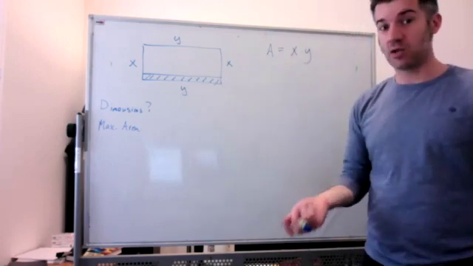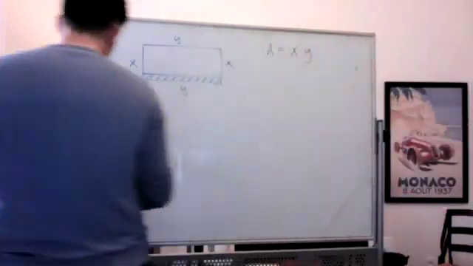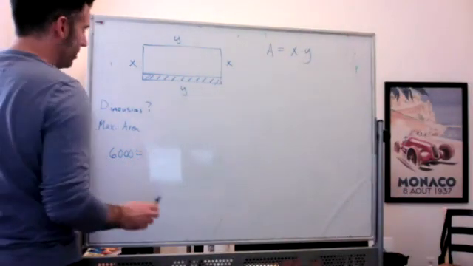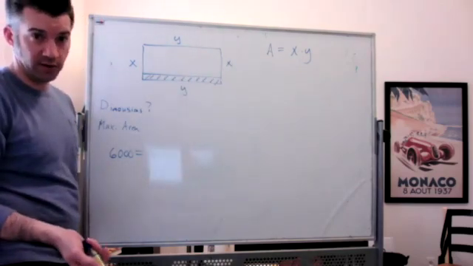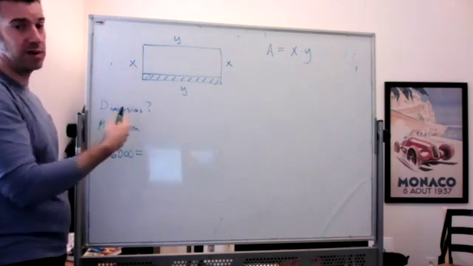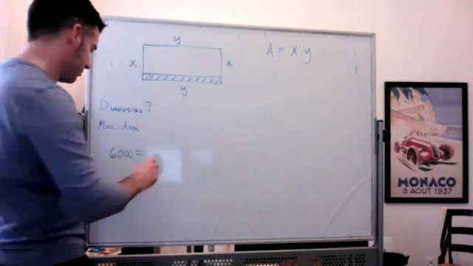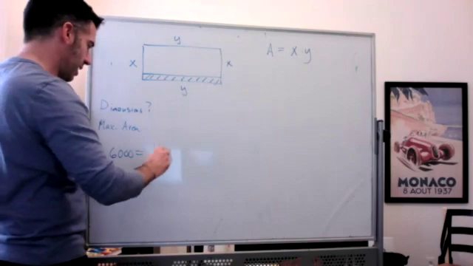But then I need a constraint, and the constraint is my budget. So my budget is $6,000. And I know that these three sides all cost $10 per foot. So if this side was, say, 20 feet long, it would cost $10 per foot times 20, which is 200. But it's not, it's X feet long. So this side costs 10X.